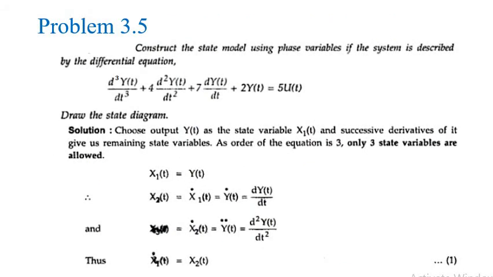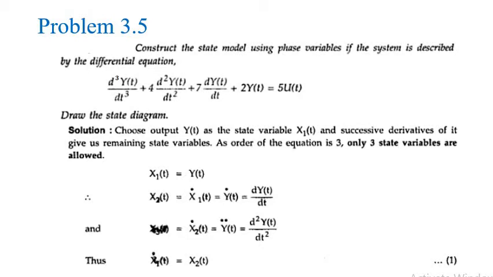Now let's see a problem. Here it is asked to construct the state model using phase variables, and the system has been described by the differential equation d cube y of t by dt cube plus 4 d square y of t by dt square plus 7 dy of t by dt plus 2 y of t is equal to 5 u of t. If you analyze this differential equation, y of t is the output of the system and all the other terms in the LHS are the higher order derivatives of y of t.